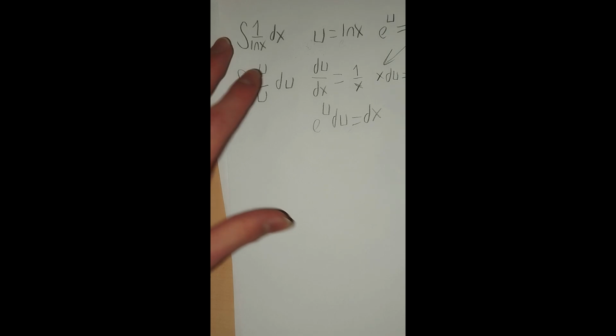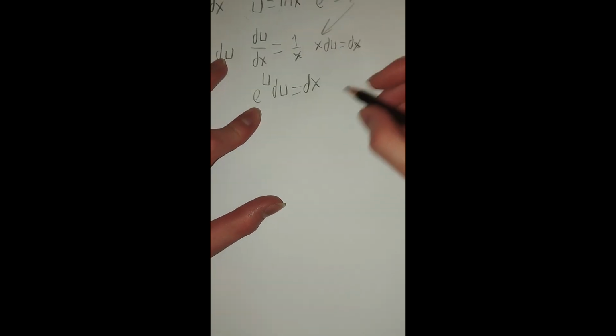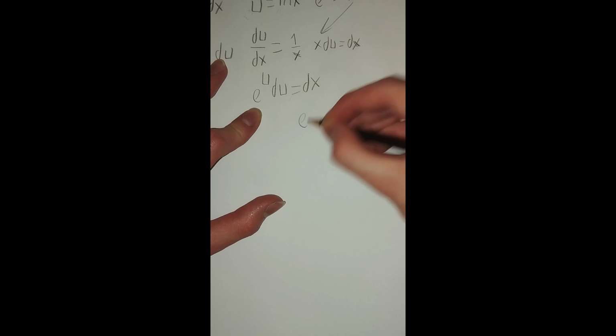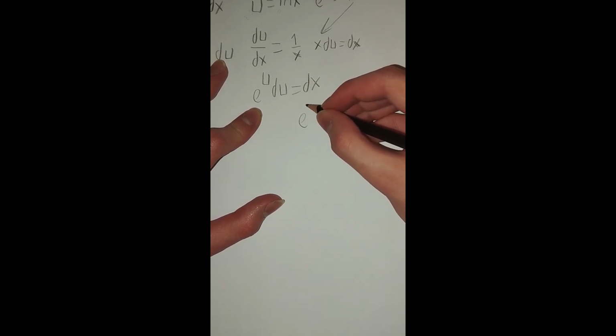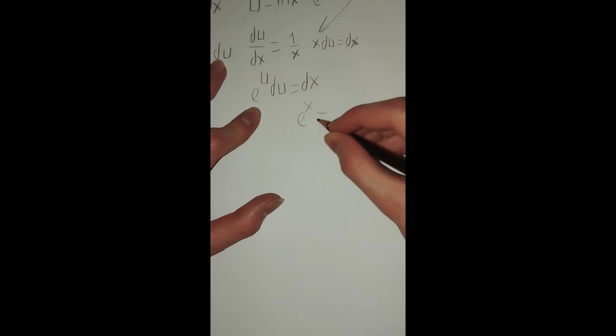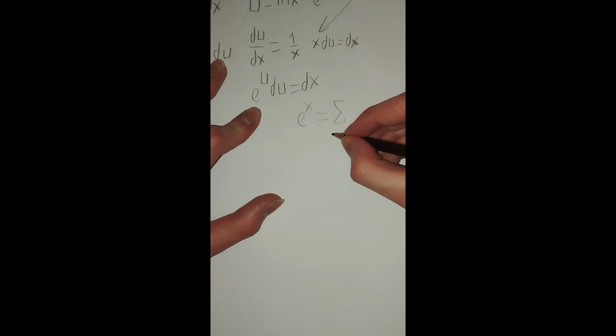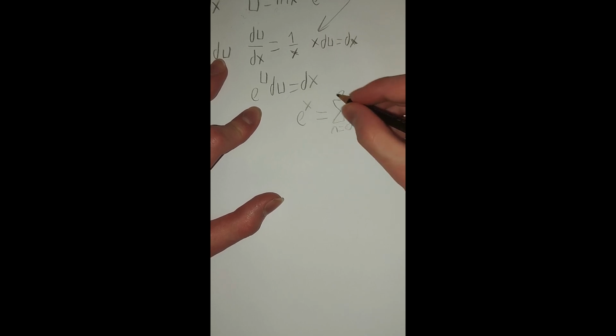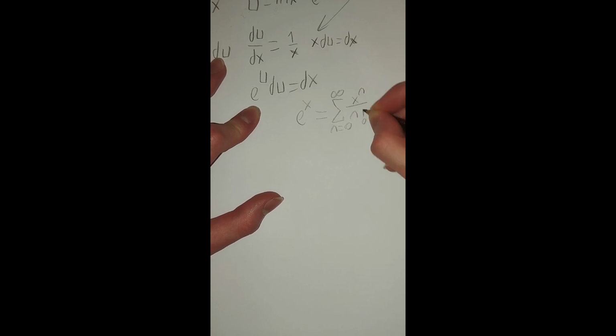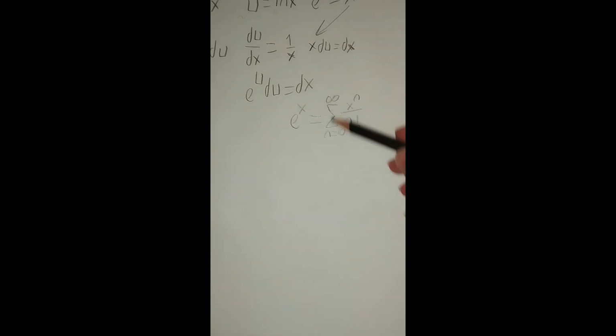To solve this, I'm going to use this formula. So let me write it in here. Let's say e to the x power is equal to the summation of n equals 0 to infinity of x to the n power divided by n factorial. So e to the x, you can express it in this way.